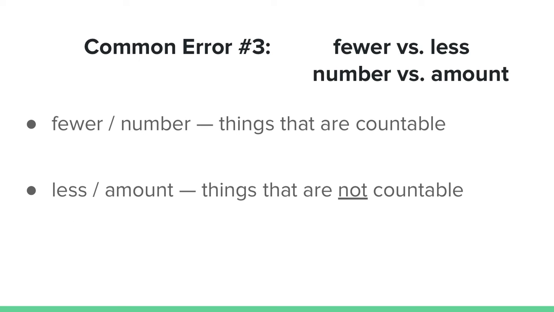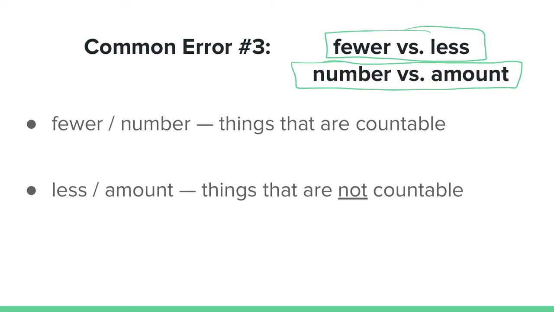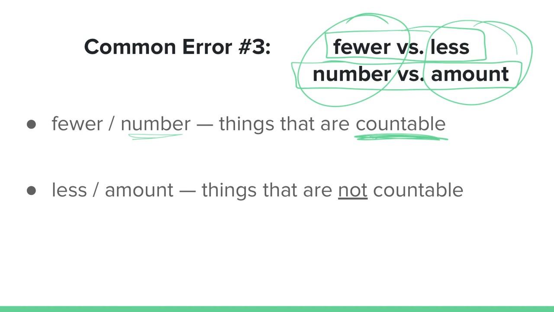The last common error we're going to look at is a choice between two words. In some cases you have fewer or less, and you've got to choose which one you should use. And in other cases you have number or amount. Fewer and number you use when the things are countable. If they're individual things that you can count, then you use fewer or number. That's obvious because you can count things that have numbers. You use less or amount when the things are not countable.